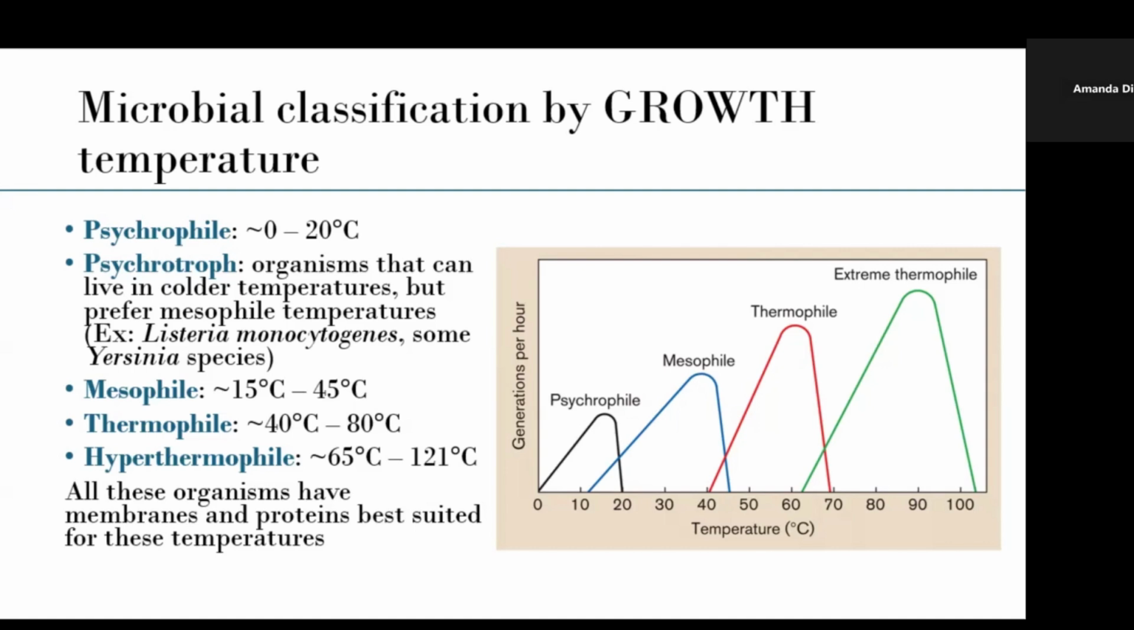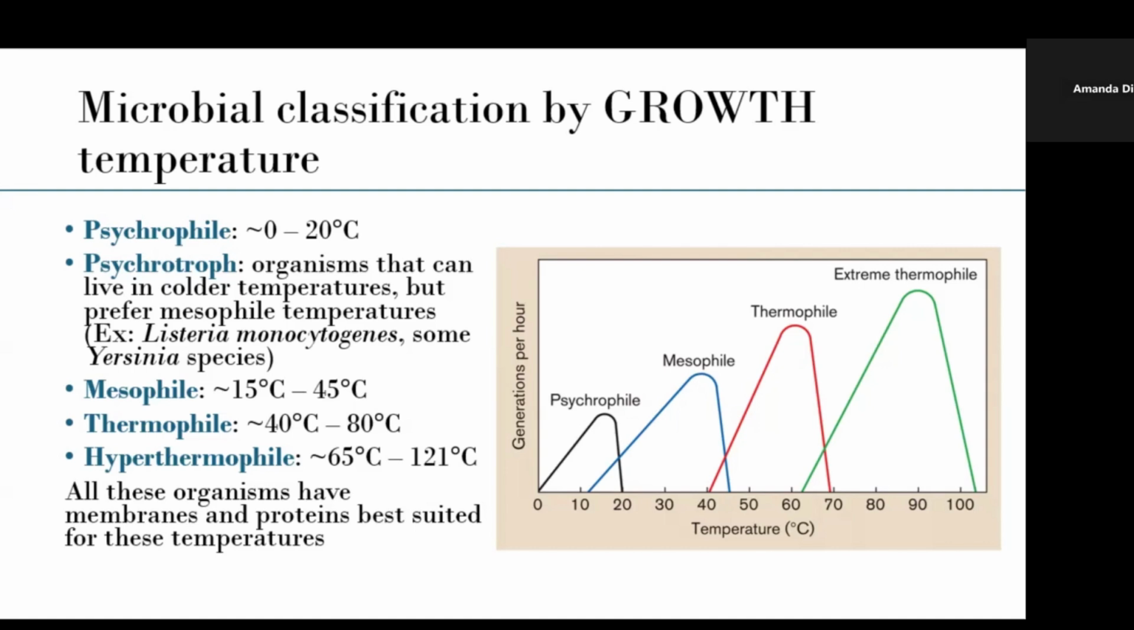Then we have thermophiles. They like it hot. So 40 degrees C, we are 37.5. So this is like right around high 90s, 100. And 80 degrees C, that's very, very close to boiling. That's 20 degrees away from boiling. So these guys are living in hot temperatures.